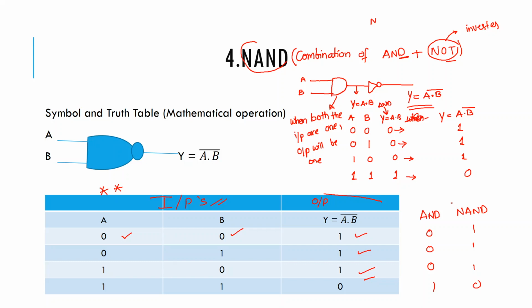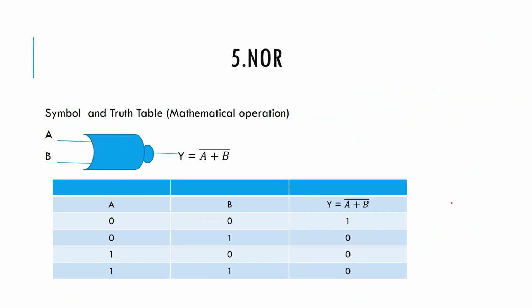So let us move on to the next gate. The next gate is NOR gate. NOR gate is nothing but a combination of OR gate plus NOT gate. What is the symbol for OR gate? The symbol for OR gate is a leaf-like structure. It has two or more inputs. What will be the output here? Y is equal to A plus B.